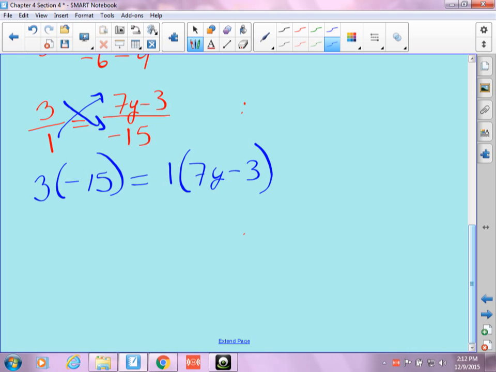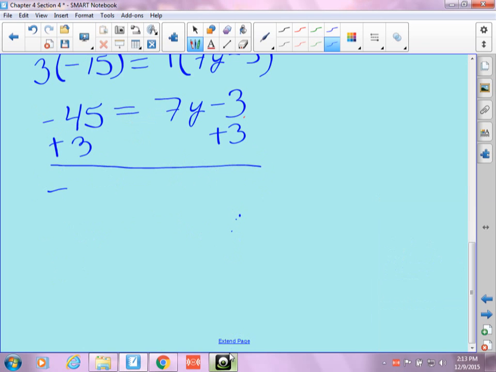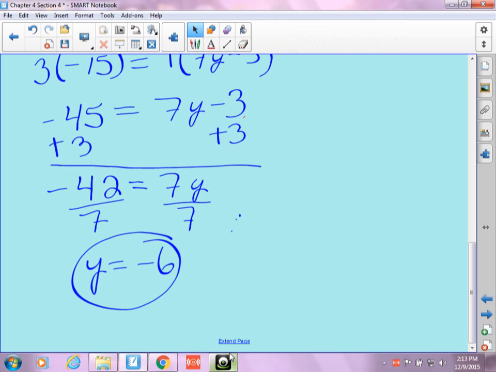Okay, what's 3 times negative 15? Negative 45. Negative 45. And then 1 times all this stuff is itself, right? Now what? Add 3 to both sides. Beautiful. Add 3 to both sides. Okay, negative 42 equals 7y. Divided by 7. Y gives me negative 6, and I'm done.